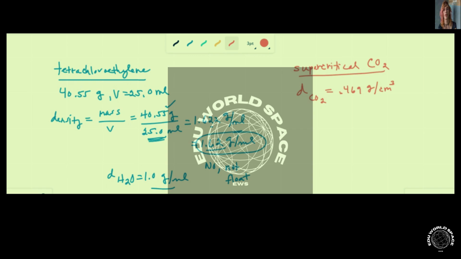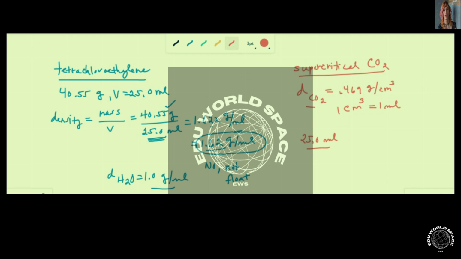Now, the second part of the question deals with a new substance, a supercritical form of carbon dioxide. They give us the density of the carbon dioxide as 0.469 grams per cubic centimeter. Now, you should know that a cubic centimeter is the same as a milliliter. So they ask us, if we have a 25.0 milliliter sample of the carbon dioxide, what mass of this supercritical carbon dioxide would that be?